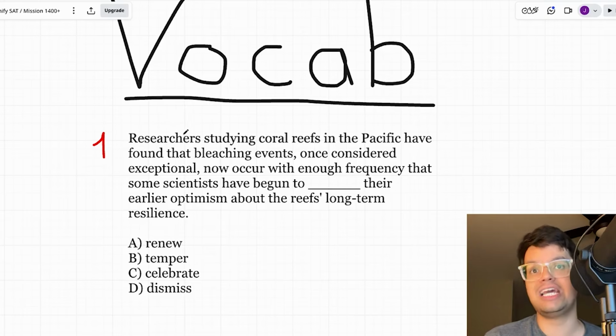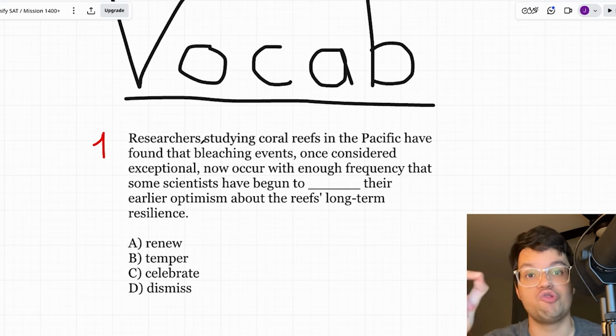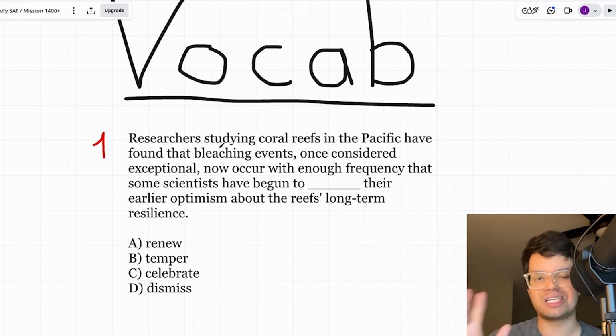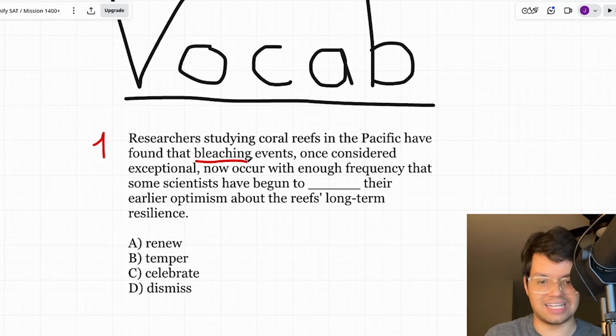So for this one here, we see: researchers studying coral reefs in the Pacific have found that bleaching events, once considered exceptional, now occur with enough frequency that some scientists have begun to blank their earlier optimism. Okay, just to summarize that before I even finish the sentence, what we're saying here is that researchers studying these reefs found that bleaching events, the things where the coral becomes more white, were once considered something that almost never happens, a very rare thing, but now they're very common, happening all the time.